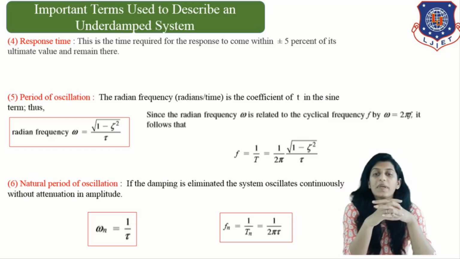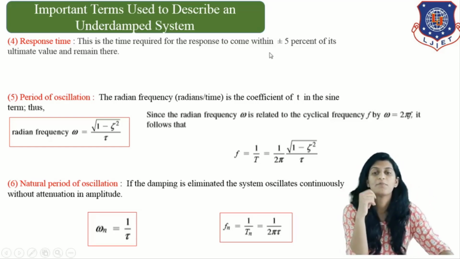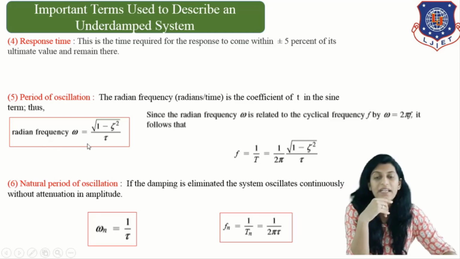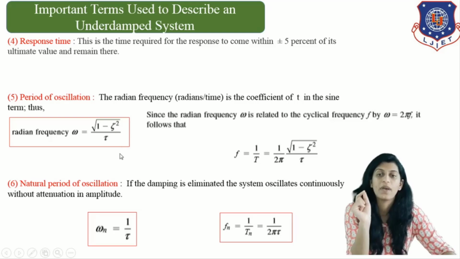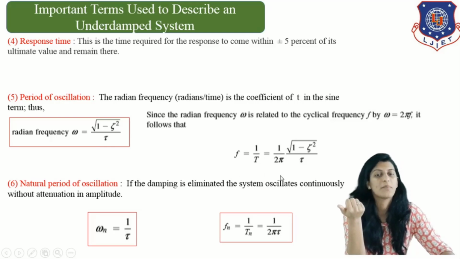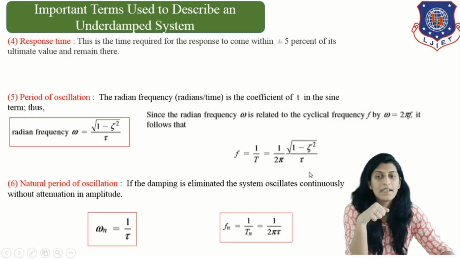Next is period of oscillation. So, what do we mean by period of oscillation? It is basically a radian frequency and it is represented by the formula of omega equals to under root of 1 minus zeta square by tau, right. And frequency can be represented by 1 upon t and time here is 1 by 2 pi under root of 1 minus zeta square by tau.